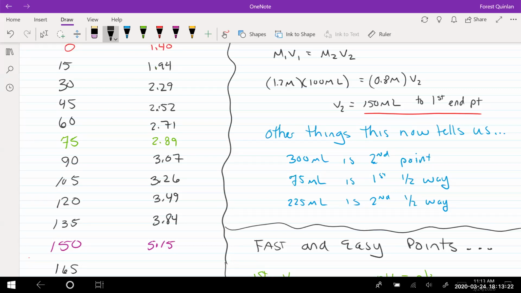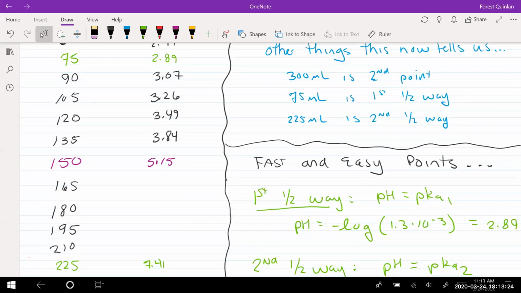Now, just for kicks, since you clearly have this up, can you go ahead and type that in for the 150? Does it work? No. Remember, the Henderson-Hasselbalch does not work for your endpoints.